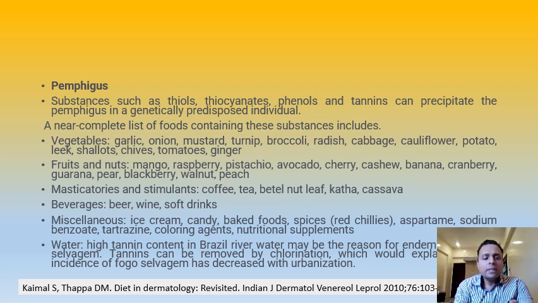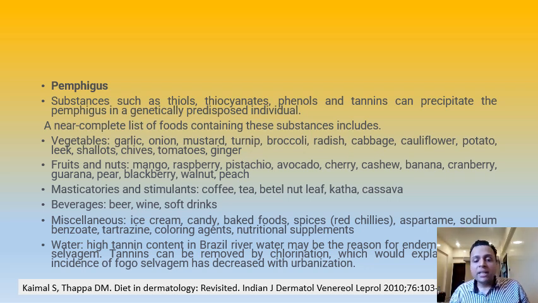A near complete list which is given here: vegetables like garlic, onion, turnip, broccoli, radish, cabbage, cauliflower, potato, leek, shallot, chives, tomatoes. And out of these, tomato is very, very important. Always try to tell the patient to avoid tomato, garlic, and onion. Overall, these are very, very important. In fruits, you should avoid mangoes, and you should avoid dry fruit as much as possible. Other fruits to avoid are raspberry, avocado, cherry, cashew, banana, cranberry, guava, pear, walnut, peach. But what I tell my patient is banana and mango, nuts, garlic, onion, tomato. These are broadly what I tell my patients.